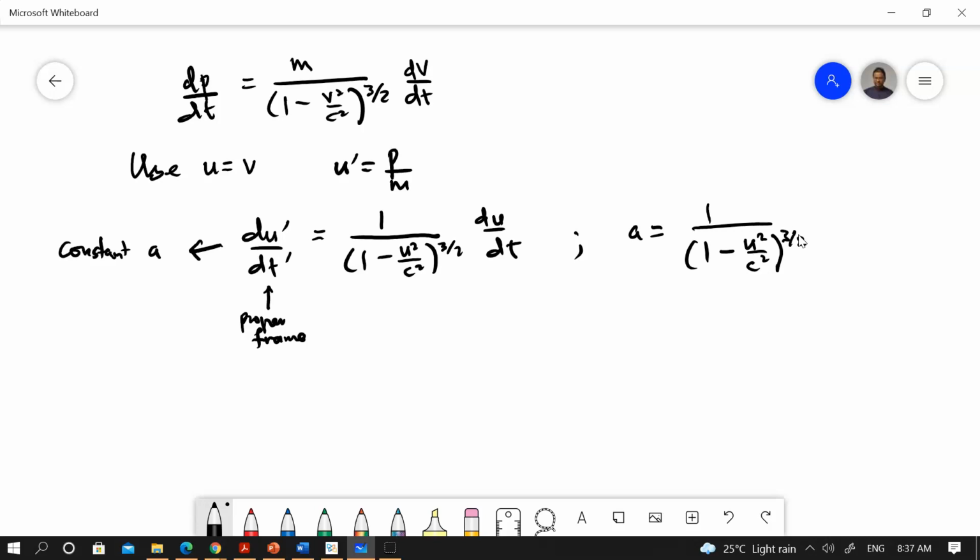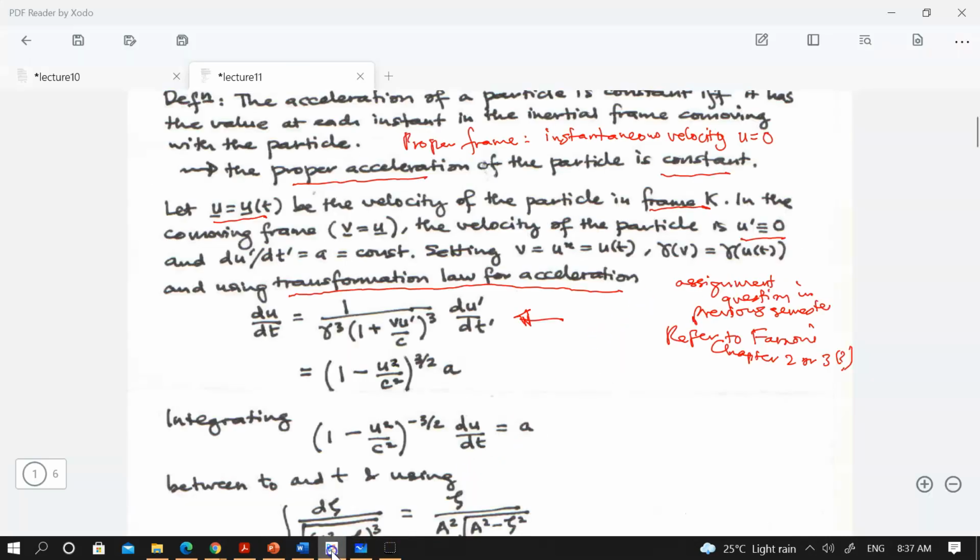So that 3 over 2, and this in this particular case is your du/dt, and then you can bring this on the other side. That gives you du/dt equals (1 minus u squared on c squared) to the power 3 over 2 times a, which I believe is the expression in the notes. One could also use this. In this particular case, v is going to be equal to 0, because it's the instantaneous velocity, and then your gamma cubed will just be 1 minus u squared on c squared. So it gives you the same expression.